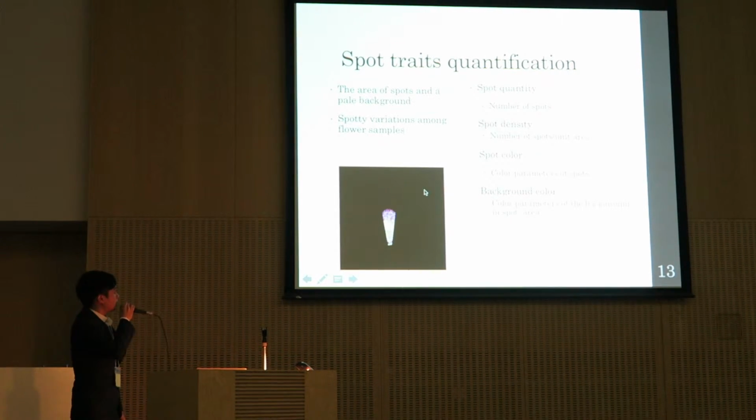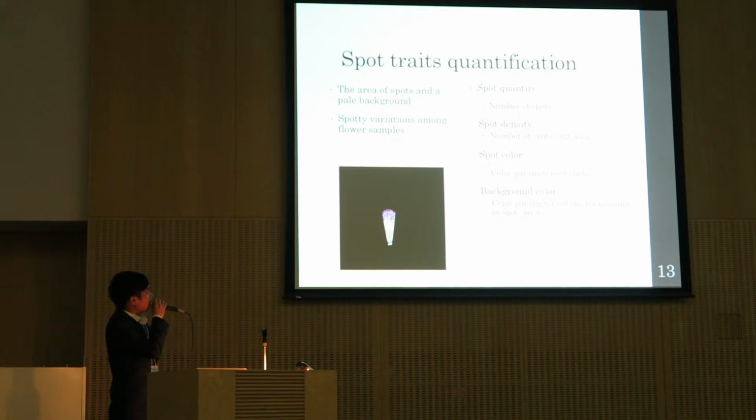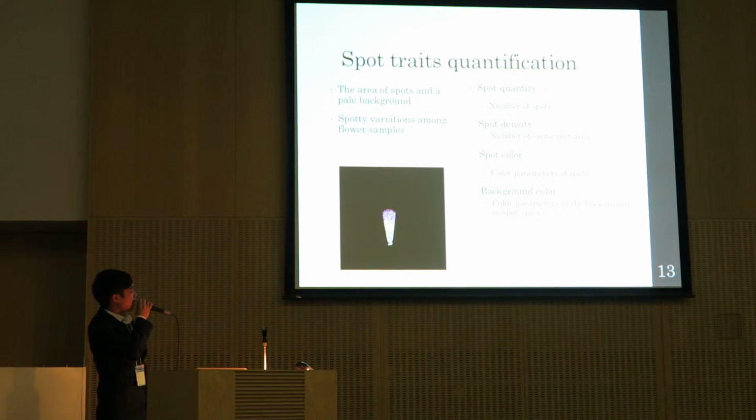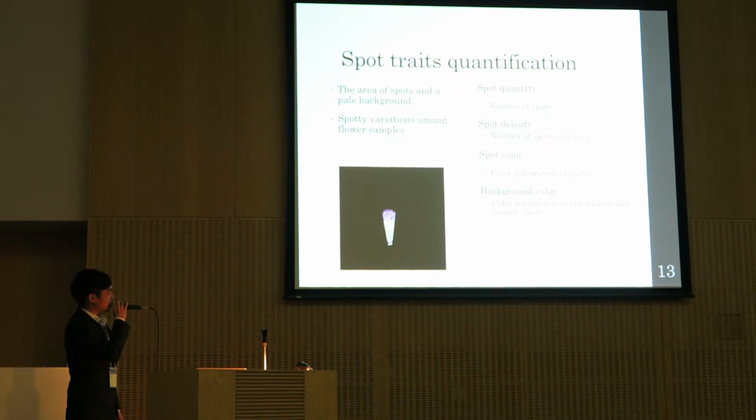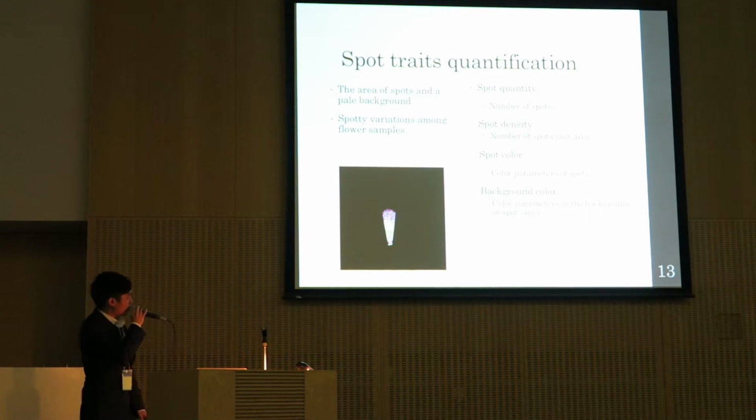And in spot area, we quantify 4 spot traits: spot quantity, spot density, spot color, and background color. Spot quantity was the number of spots, whereas spot density was the number of spots per unit area. And spot color was the color parameter of spots, and background color was the color parameter of the background in spot area.